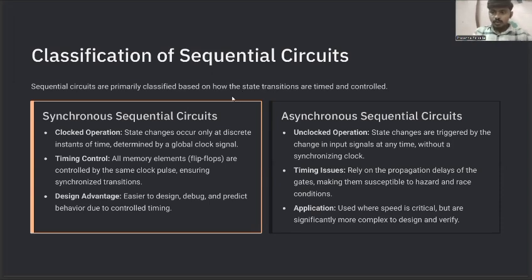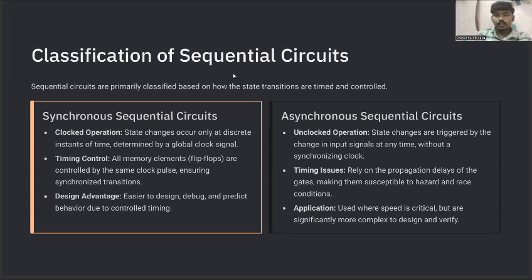So here we are using one clock pulse applied to all flip-flops at once, and the clock pulse can be active once in a state. Design advantage. So there are some advantages. The first one is that it is easier to design, debug, and predict behavior due to controlled timings.